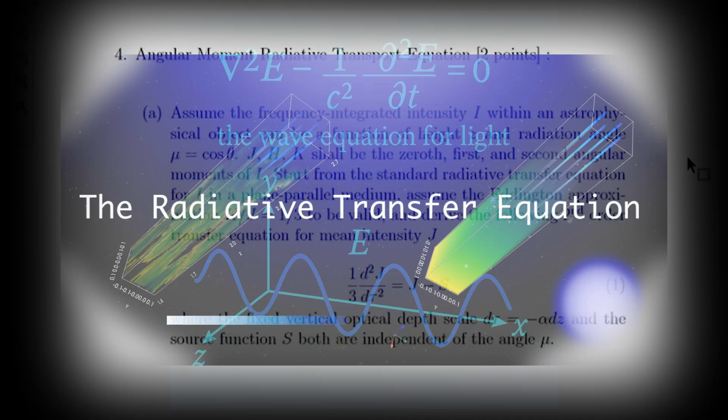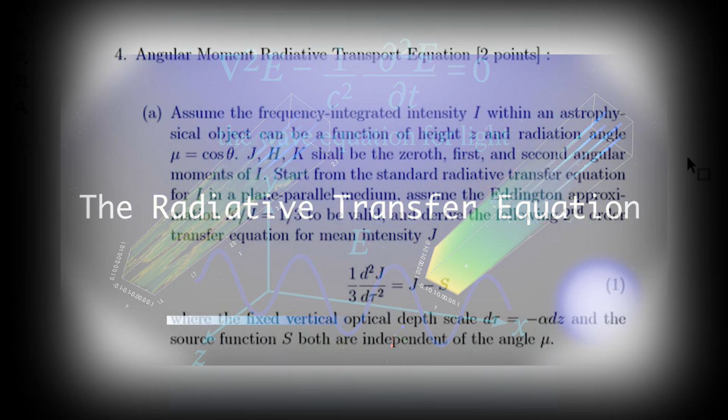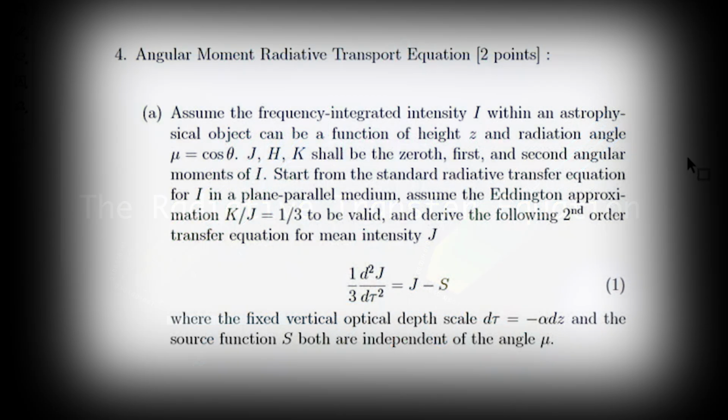So here's another exam question. I'm going to enter the lovely part on angular moment radiative transfer equations. We're going to assume that the frequency integrated intensity I within an astrophysical object can be a function of height z and radiation angle mu equals the cosine of theta. That is not a function of time in this case.